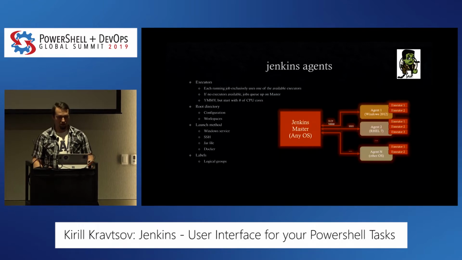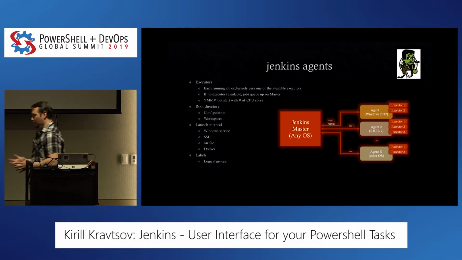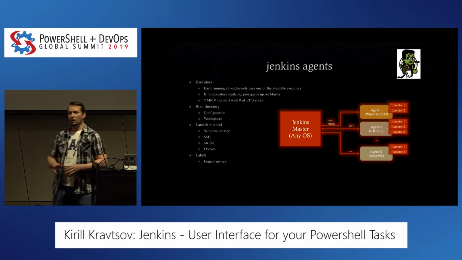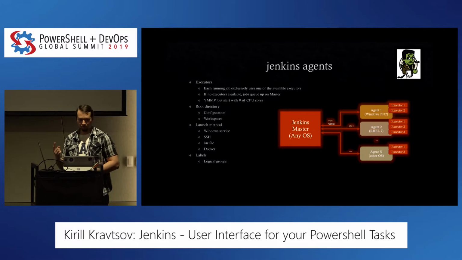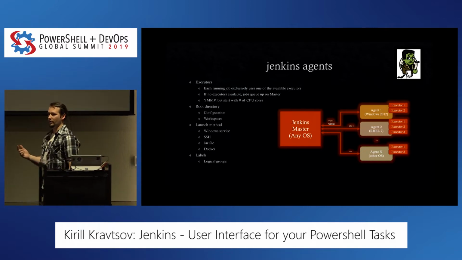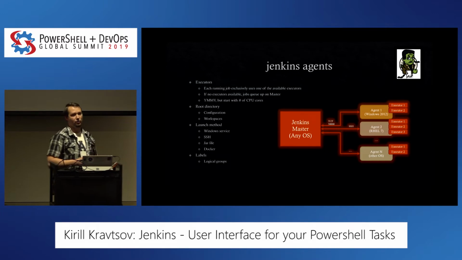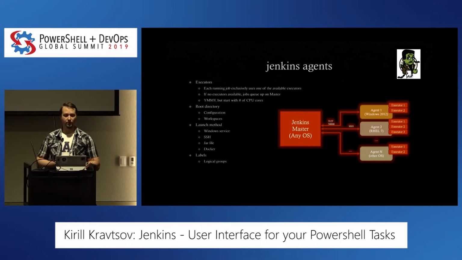Let's actually talk a little more about agents. Each agent has executors. So what does it mean? It's pretty much memory space inside a Java process, which allows you to run one single command. Each job will use explicitly one of the executors, or rather each build, because a job can actually have more than one thing to do at once, run on more than one agent or executor.